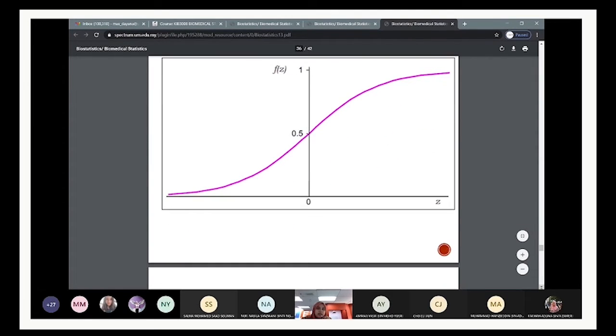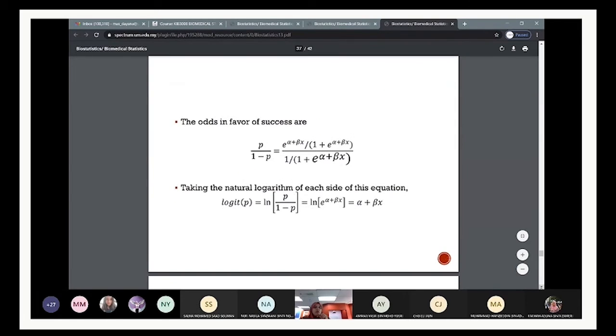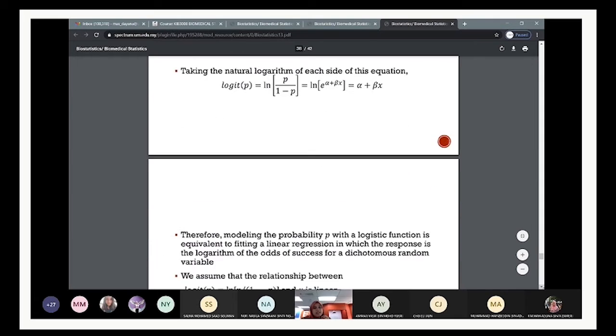Then it's going to look like this if you plot the value, because y is only 0 and 1. Okay, and the odds in favor of success is the probability divided by 1 minus the probability. Then you can take the logit, the ln. After you take the log, you are going to get the alpha and beta. Don't worry, this is only for information, no exam question about this.